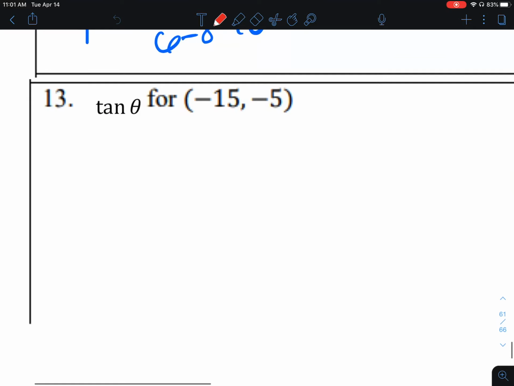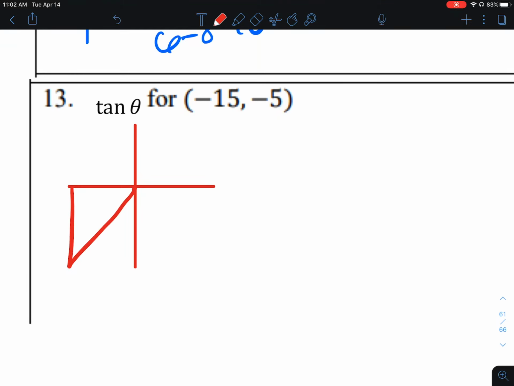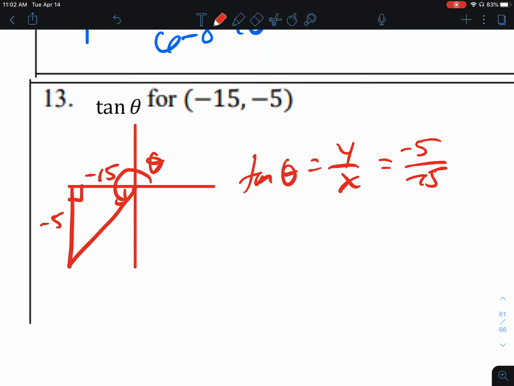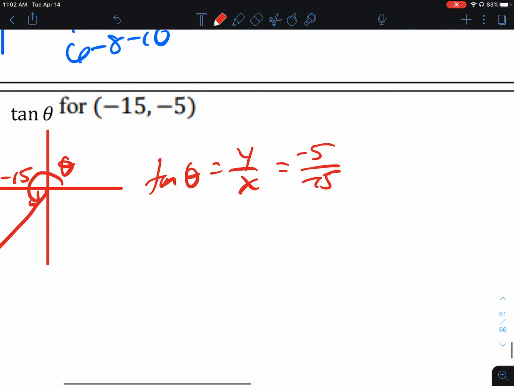Moving on, number 13. Tangent of theta for negative 15, negative 5. Negative 15, negative 5 is in quadrant 3. So we got our reference triangle. X is negative 15, y is negative 5. We don't know what r is, but guess what? We don't have to know what it is because tangent of theta is y over x. Y is negative 5 and x is negative 15. You can reduce that if you want and make it positive 5 over 15. Wouldn't necessarily have to.